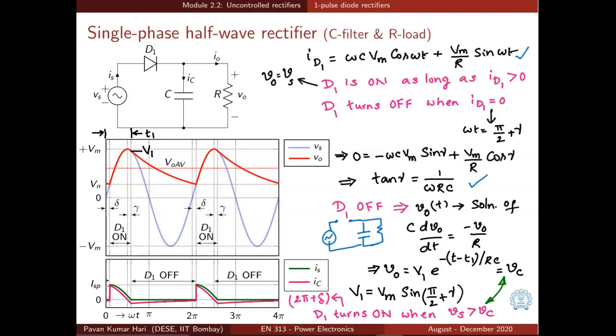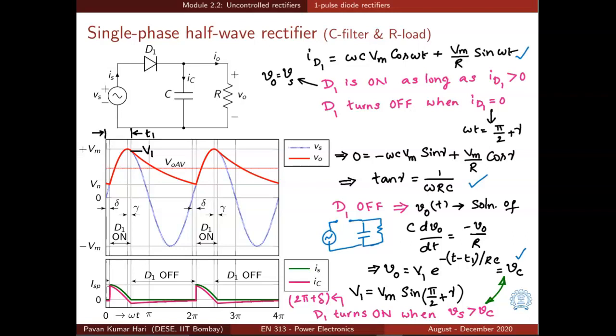So Vo is the voltage across a resistor. It will simply fall exponentially, and the exponential fall is expressed by this equation. Vo is equal to V1 times e power minus (t minus t1) by RC, because we need to write t minus t1, because the fall is starting after a time t1 from t equal to 0.